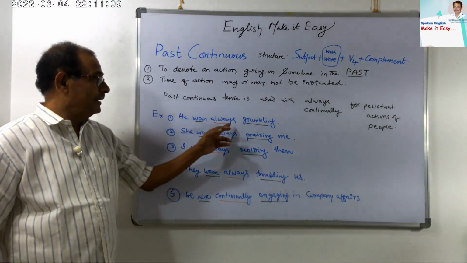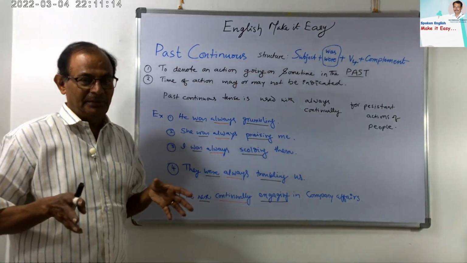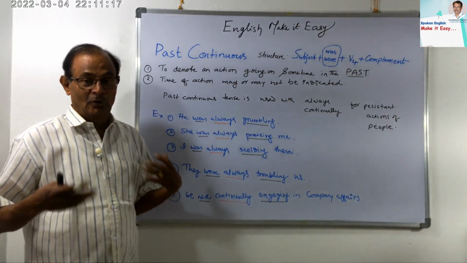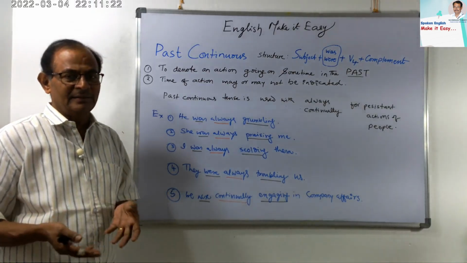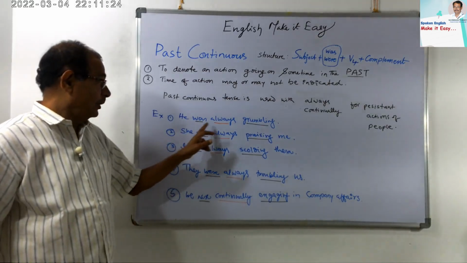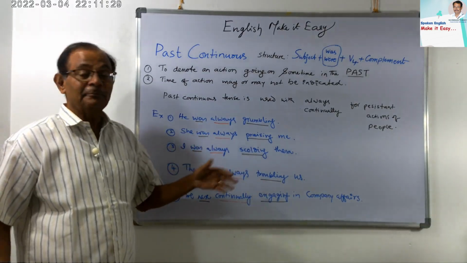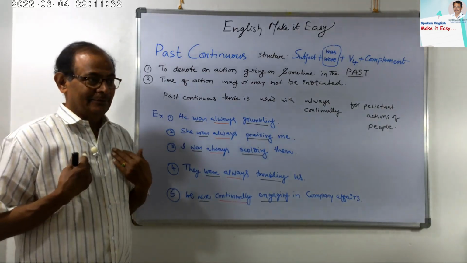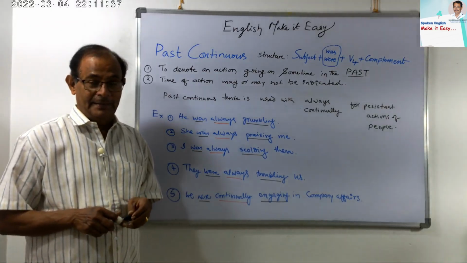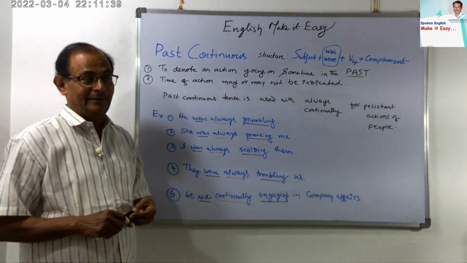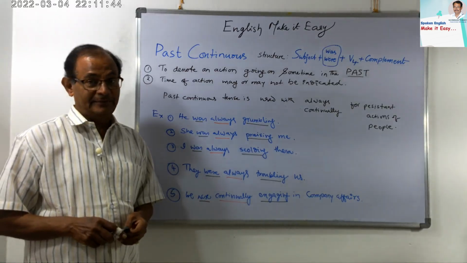He was always grumbling. His nature is always grumbling. He is never happy. He never smiles, and he is always grumbling. Something or the other, he always grumbles. So he was always grumbling. That is his past habit. Then, she was always praising me. We used to have a neighbor in Kadapa, and she was always praising me, and she liked me like anything, and she was praising me always.